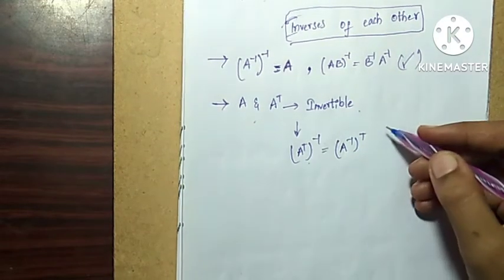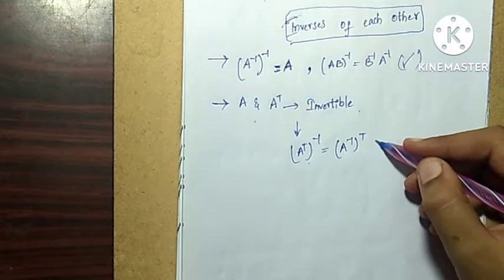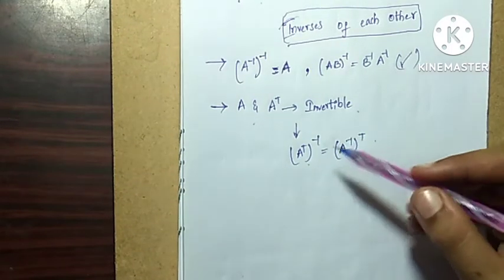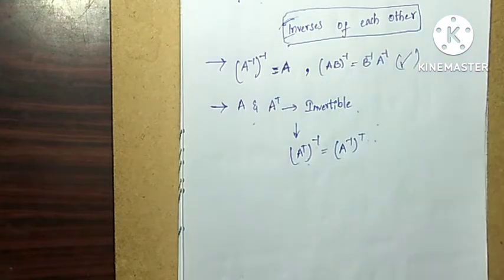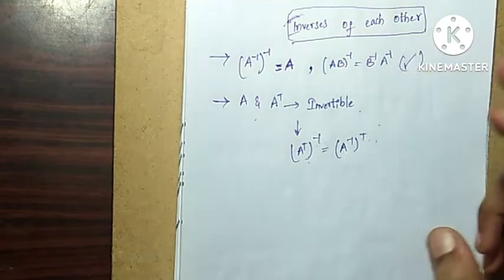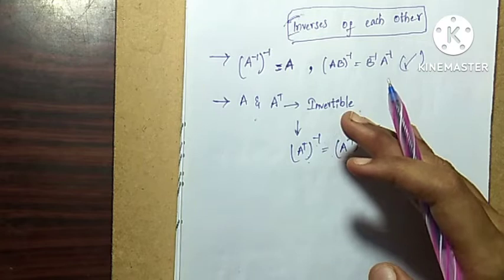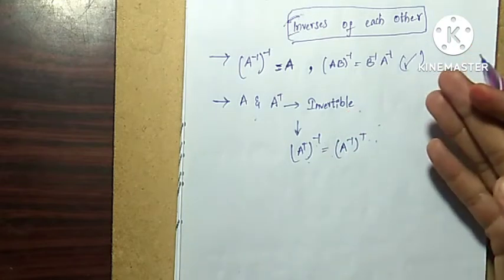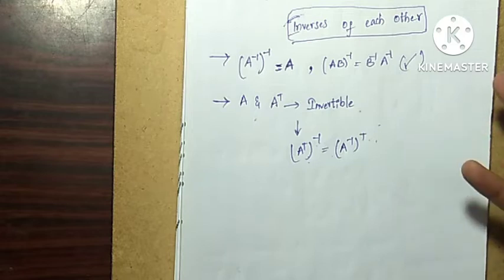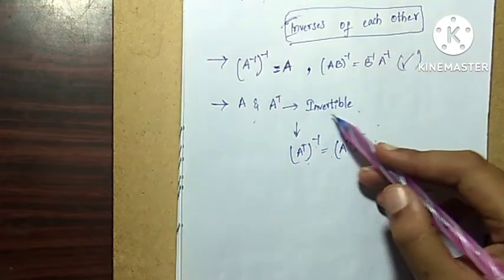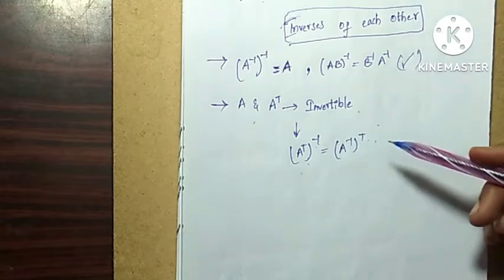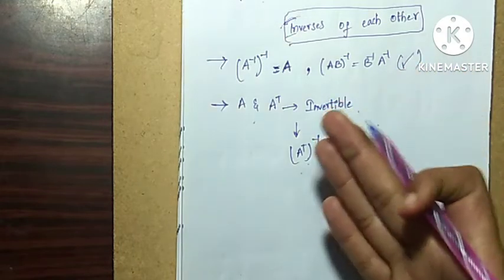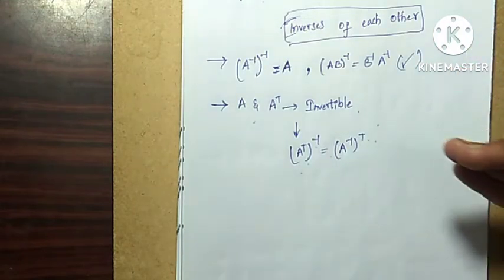In JEE Mains or any competitive exams or common entrance tests, they will ask: if A transpose whole inverse is equal to A inverse whole transpose, then what is the condition for A? What is the relation between A and A transpose? The options will be invertible, or other options, or both, or none of the above. You can just click on invertible. If A and A transpose are invertible, then A transpose whole inverse is equal to A inverse whole transpose. This way you can write the formula.